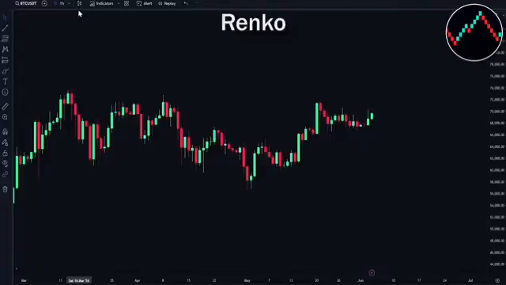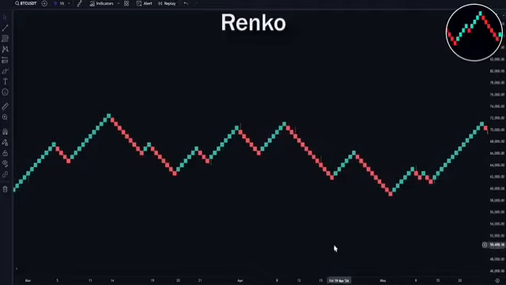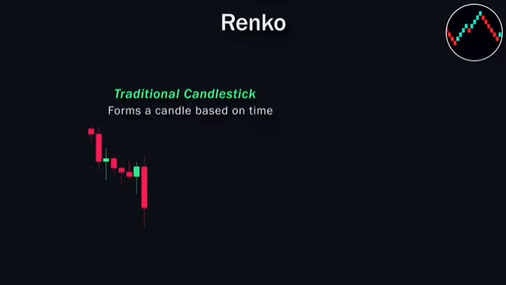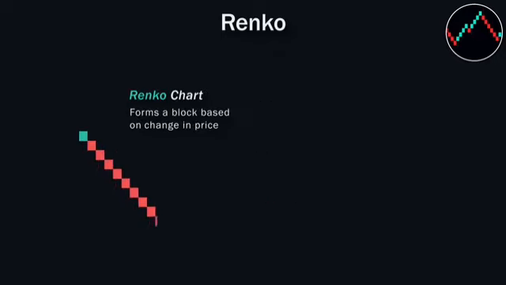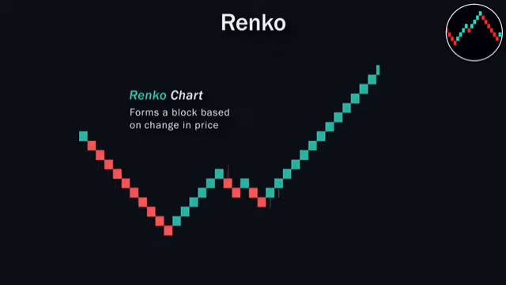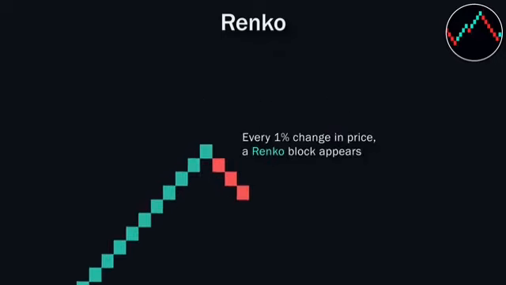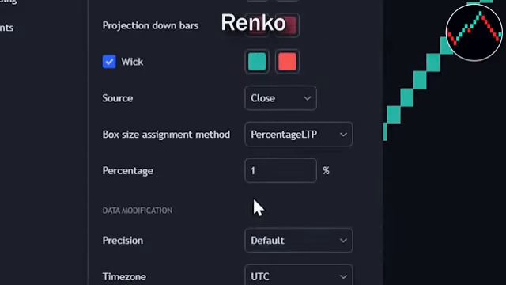Renko. It replaces a traditional candlestick chart with a Renko chart. Unlike a traditional candlestick, which forms a new candle based on a certain period of time, a Renko chart forms its block based on the change of price. For example, every 1% change in price, a Renko block appears. This means that each Renko block represents a 1% change in price. Of course, you can change the parameters of this through the indicator settings.